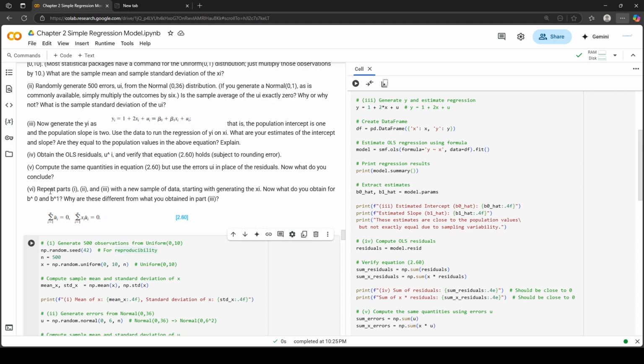Now in the last sixth part, it says repeat parts first, second and third with a new sample of data starting with generating the xi. Now what do you obtain for beta hat 0 and beta hat 1? Why are these different from what you obtain in part third?